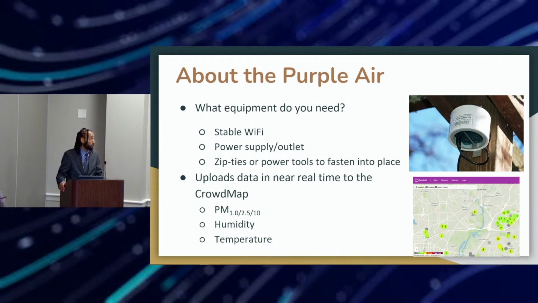So for the PurpleAir specifically, the first thing that you need is a stable Wi-Fi connection, because the data is sent out to that crowd map. And then the second thing that you need is an outdoor power supply, whether it's directly an outlet that's outside, or you can run an extension cord. I've gotten creative with it. We even worked with some iterations of solar power, which hopefully we can maybe get out this year. And then the last step is just zip tying it or using one single screw into something that's stable.